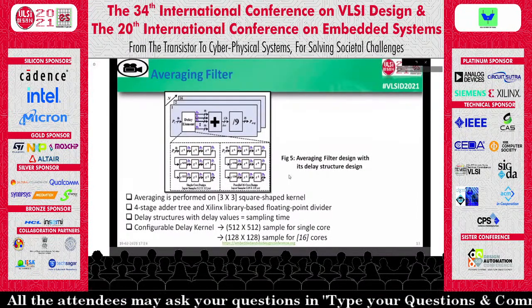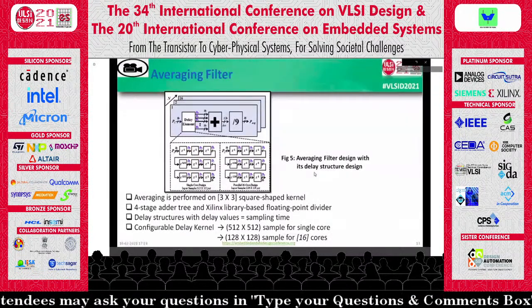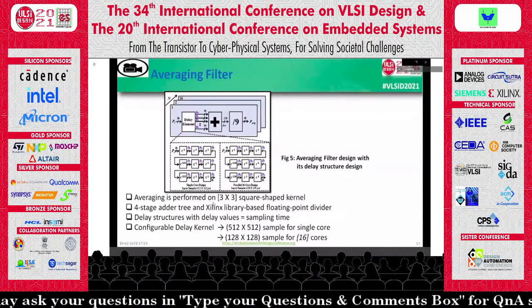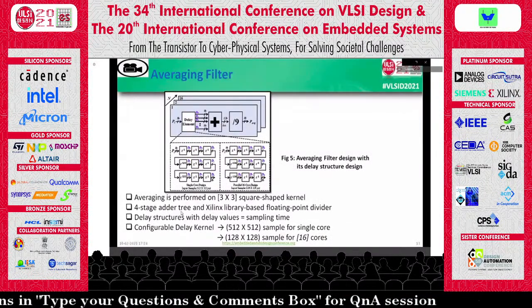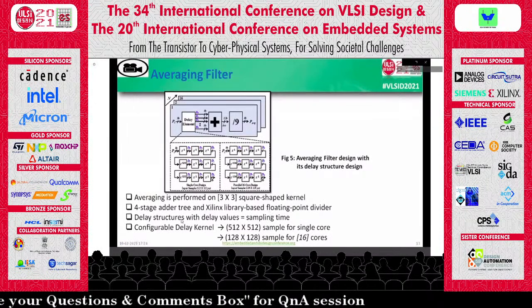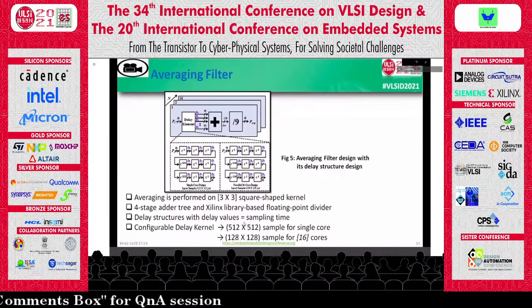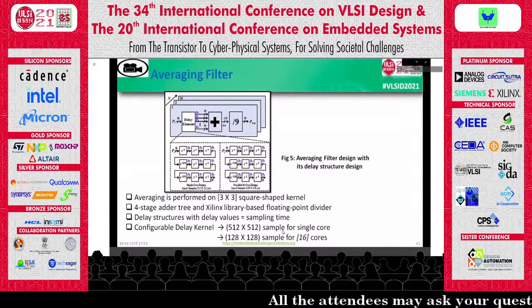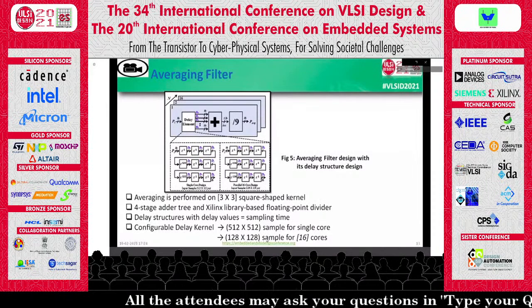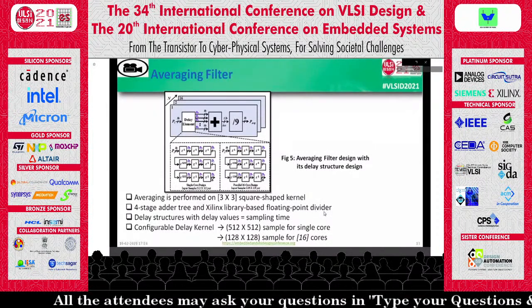This figure shows the averaging filter design with its delay structure. Averaging is performed on a 3x3 square-shaped kernel, and a 4-stage adder tree and the Xilinx library-based floating point divider are used. Then the delay structure, with delay values equal to the sampling time, and a configurable delay kernel is used: 512 by 512 samples for a single core, and 128 by 128 samples for 16 cores.